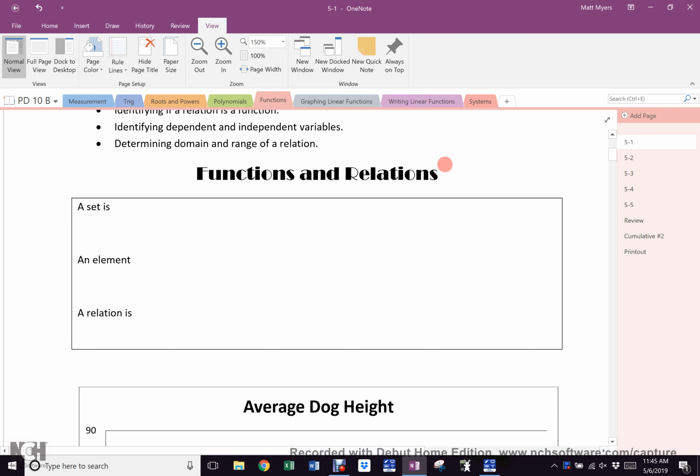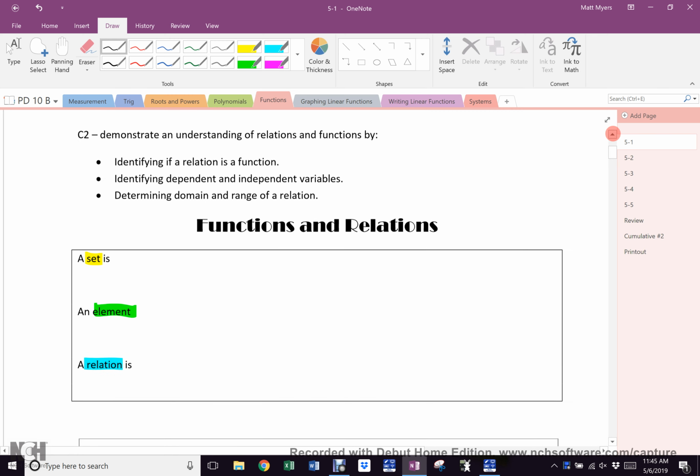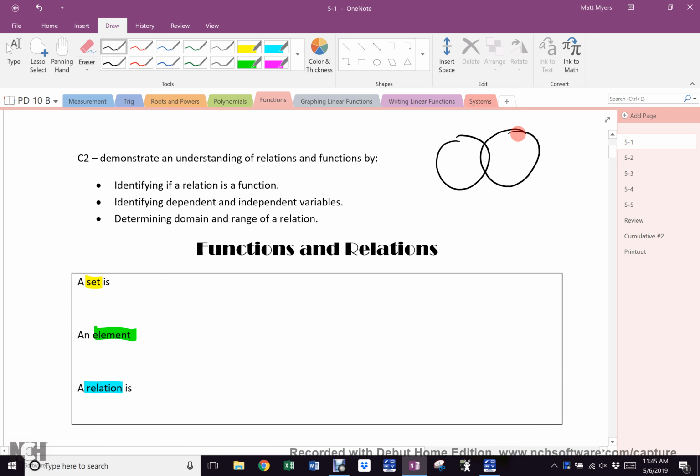You see three words that are integral to this unit, but they are words that you may not know. Set, element, relation. You all know what a set is because you have all, in English class, done that thing where you make a Venn diagram.